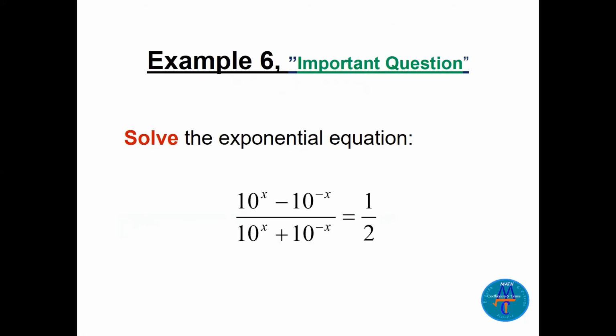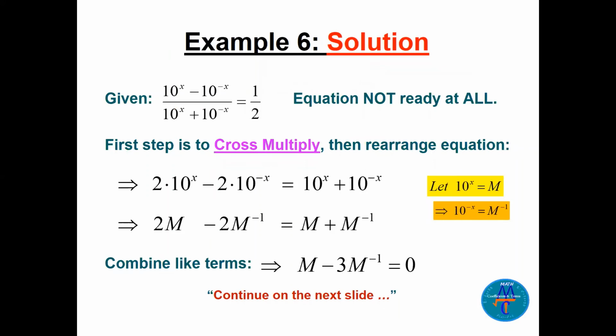Another one more difficult. See, here we have more than one term, up and down fraction. 10 to the power x minus 10 to the power minus x divided by 10 to the power x plus 10 to the power minus x is equal to half. So for sure we have to do here rearranging. Rearranging, you mean cross multiply, simplify the equation, then we'll see what we can do. So this equation is not ready at all.